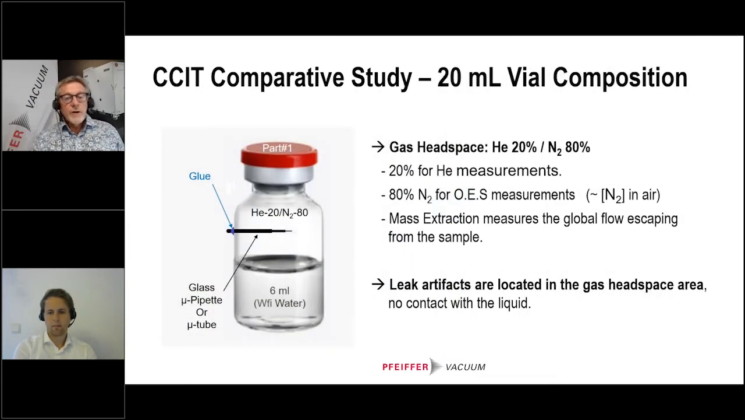So we use 20 ml vials for that, and here is a sample preparation. As you can see, the leak artifact, so the micropipette or the microtube, is located on the side of the vials, and glued with a UV glue.